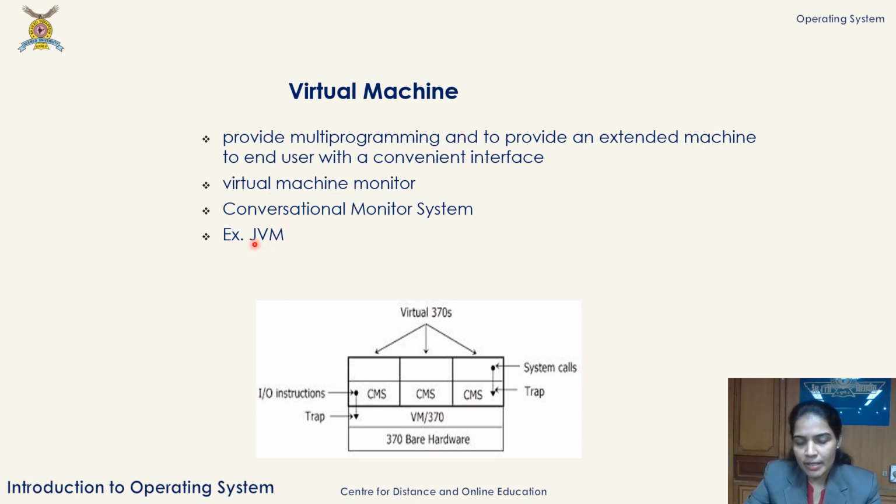Here the JVM, Java Virtual Machine, can be the best example for this virtual machine operating system structure, where we say Java is a platform independent language. It needs a JVM to be installed to execute and to support the working of the Java program.